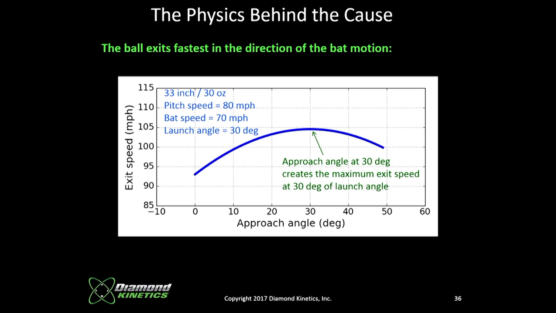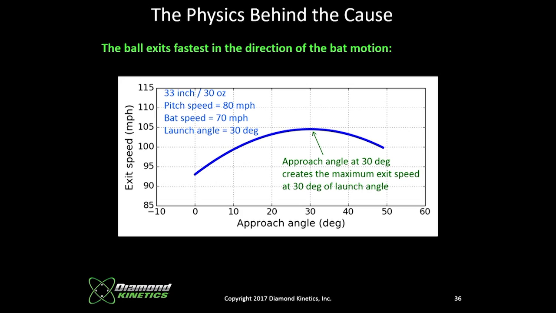So this is another way of plotting it, but from the bat's perspective. This is the exit speed versus approach angle, and we've picked a particular bat. Now we've got to worry about impact with the bat. So what we did was we simulated a particular pitch. So the pitch is coming in at 80 miles an hour. The bat's moving at 70 miles an hour in every one of these data points.